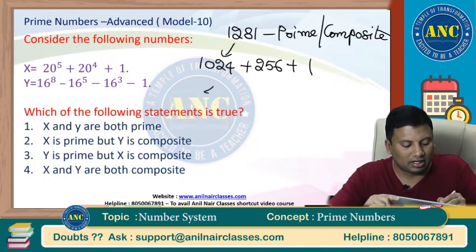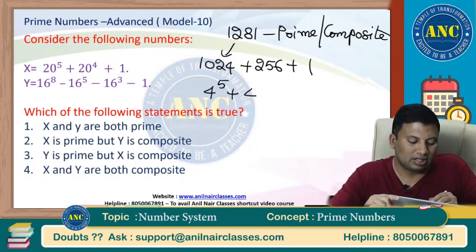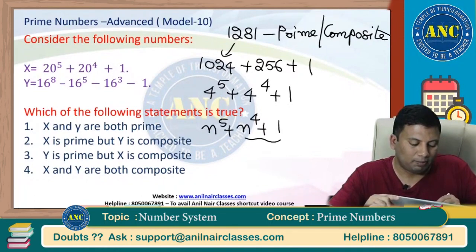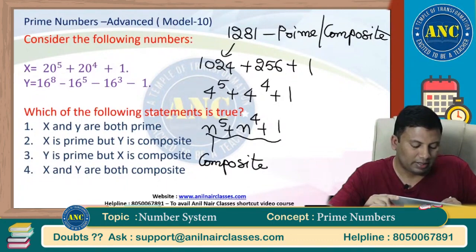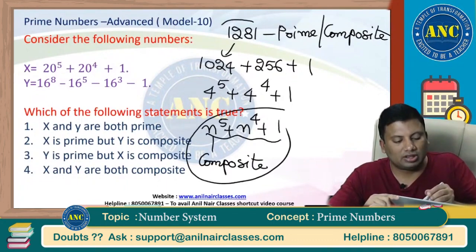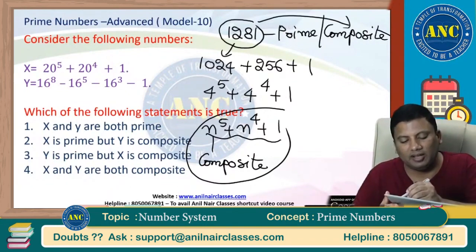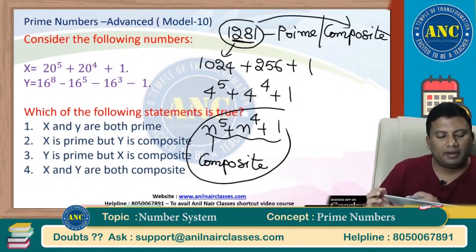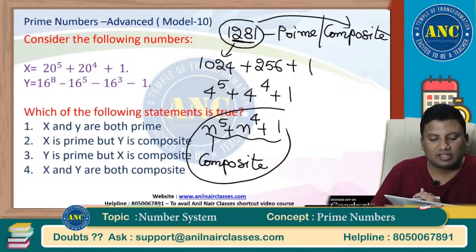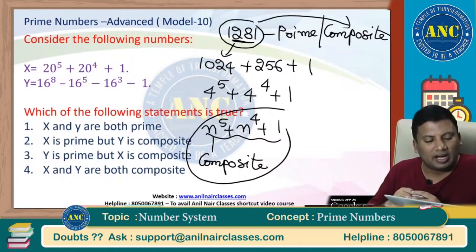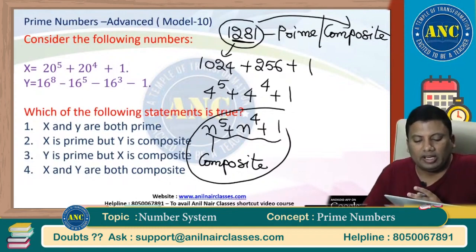These are nothing but 4 power 5 plus 4 power 4 plus 1. Just now we have seen n power 5 plus n power 4 plus 1, for any natural number n, is a composite number. So 1281 is composite. Anyway, this number is divisible by 3. I hope the idea is clear, right? 1281: 8 plus 1 is 9, 9 plus 2 is 11, 11 plus 1 is 12.